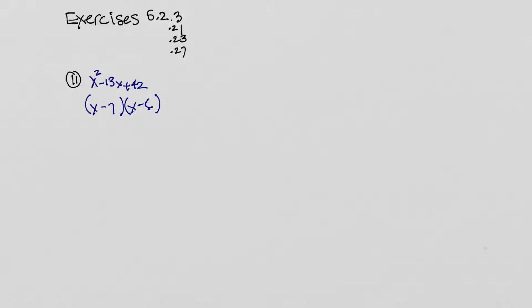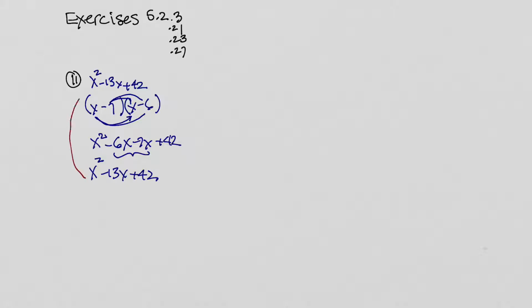Now, we'll know if this is right or not if we multiply it out. So let's try this. X times x is x squared. X times negative 6 is negative 6x. And then negative 7 times x is negative 7x. Negative 7 times negative 6 is positive 42. And adding those two like middle terms, we'll get x squared minus 13x plus 42. And that's exactly what we're looking for up here. So A is the correct form.